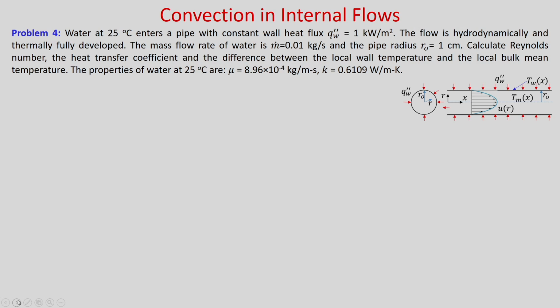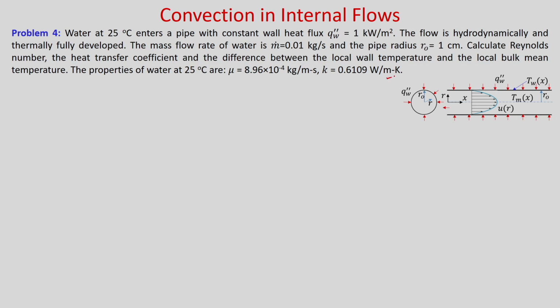Water at 25 degree centigrade enters a pipe with constant wall heat flux q double prime W is equal to 1 kilowatt per meter square. The flow is hydrodynamically and thermally fully developed. The mass flow rate of water is m dot is equal to 0.01 kg per second, and the pipe radius r naught is 1 centimeter. Calculate Reynolds number, the heat transfer coefficient, and the difference between the local wall temperature and the local bulk mean temperature. The properties of water at 25 degree centigrade are given, mu and k.